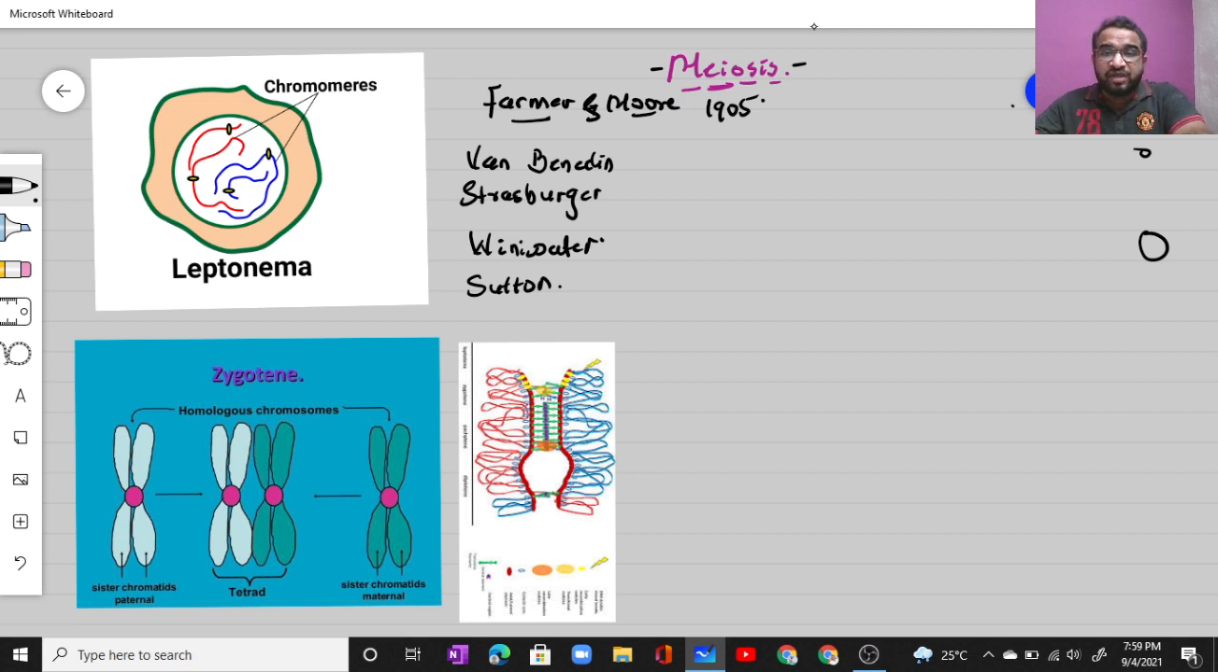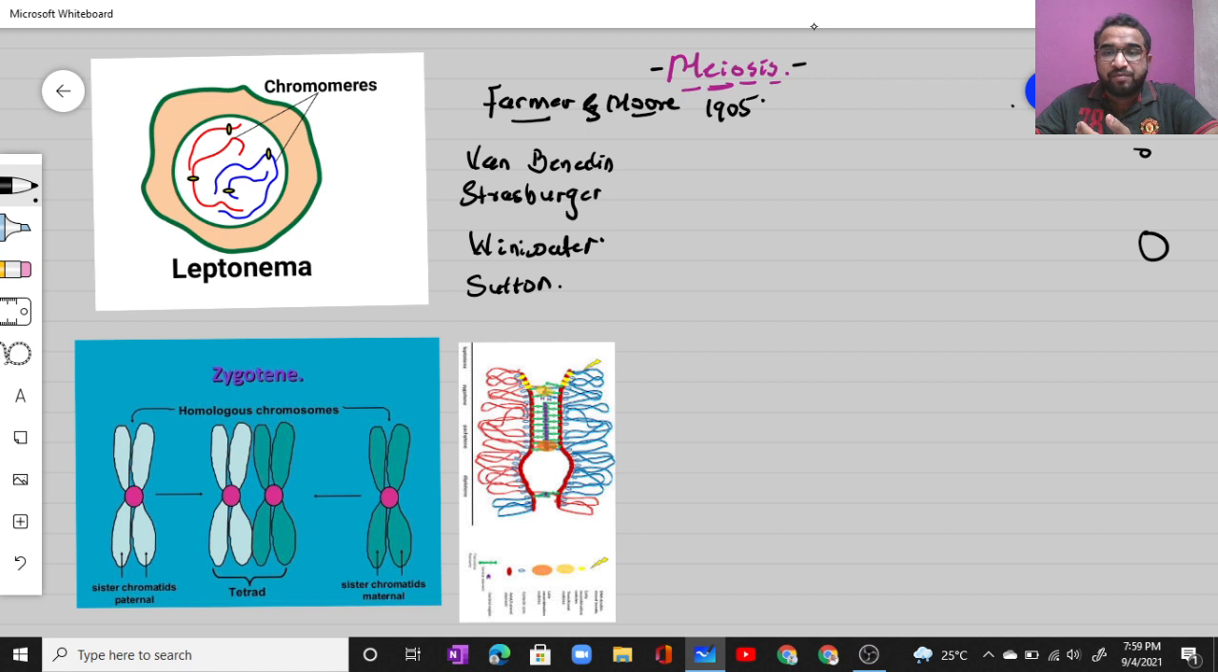In G1 phase, the DNA amount is same, the chromosome number is same, and different varieties of proteins are synthesized in the G1 phase. The organelles which are there are duplicated during the G1 phase.